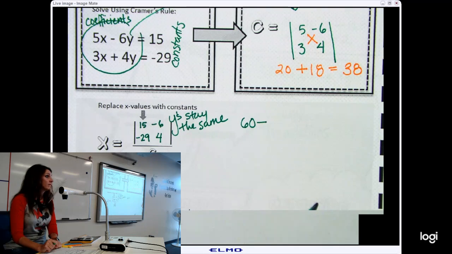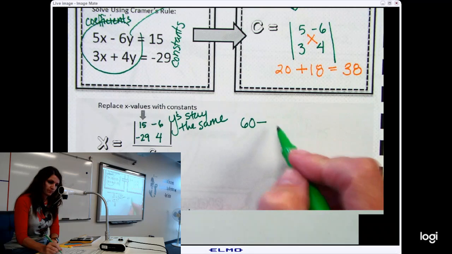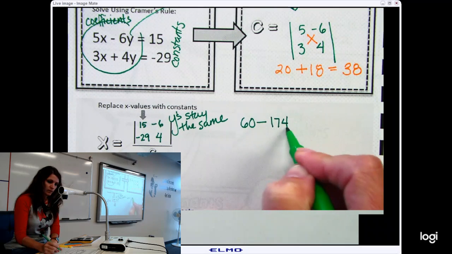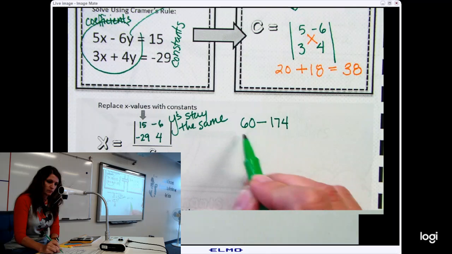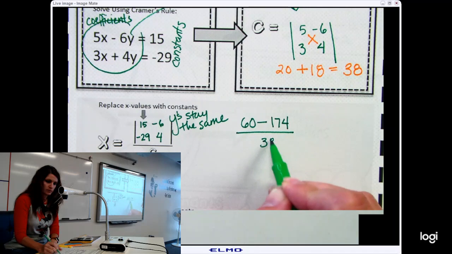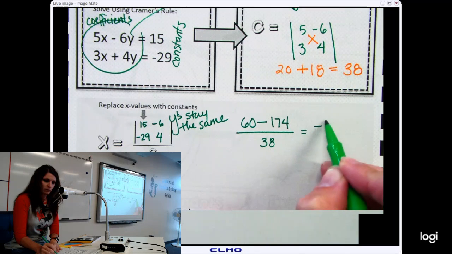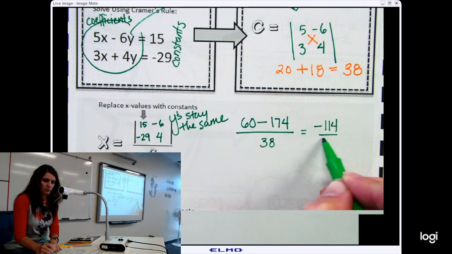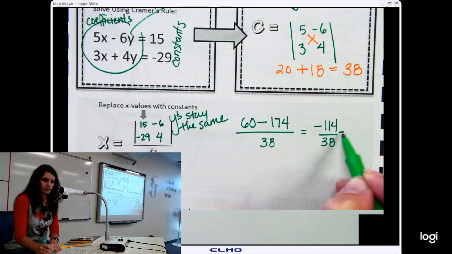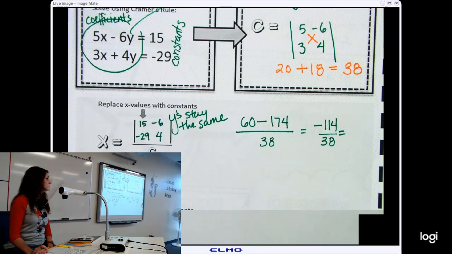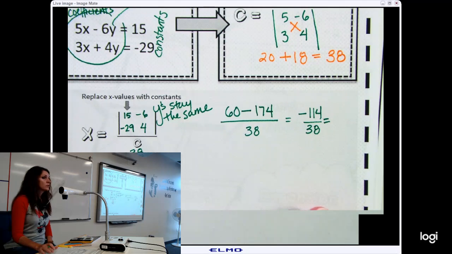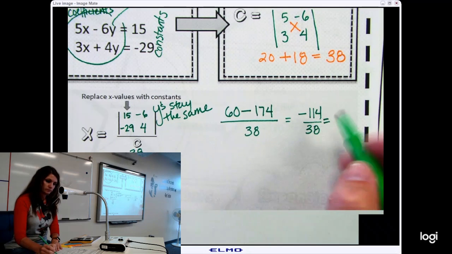What do we get? 175? 174? So 60 minus a positive 174, that's over 38. That would be negative 114 over 38, which reduces to what? How many 38s are in 114? 3. So negative 3.